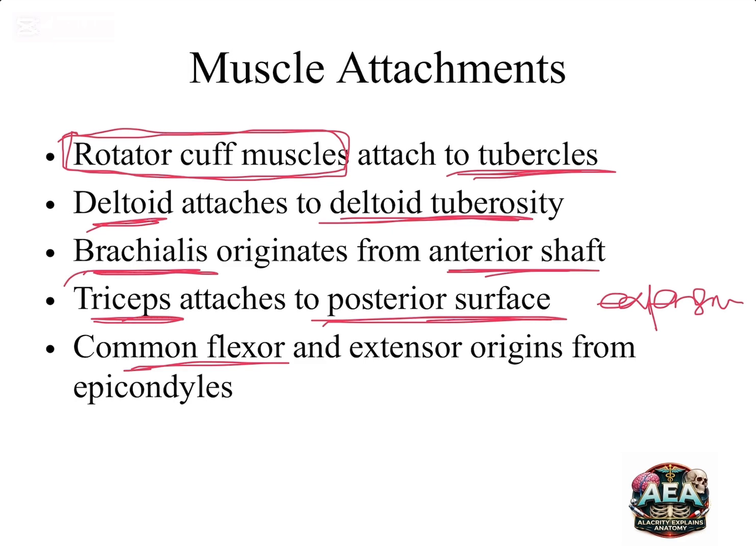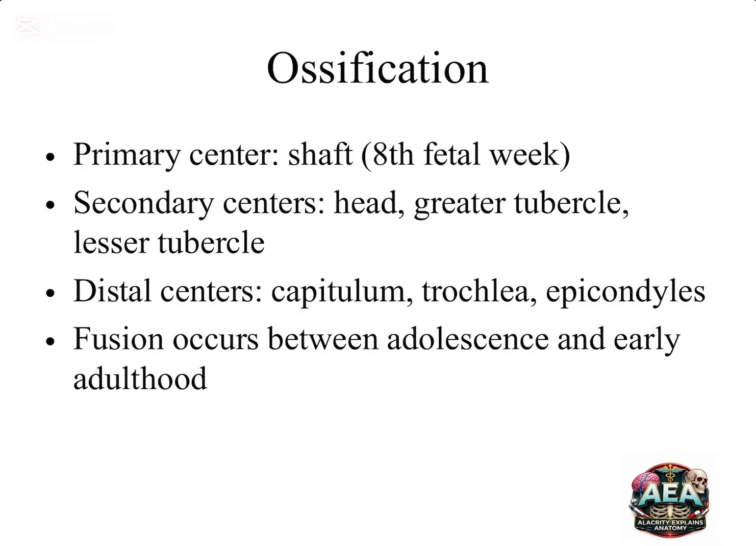We have the common flexor and common extensor origins. The common flexor origin is the medial epicondyle of the humerus, and the common extensor origin is the lateral epicondyle of the humerus.